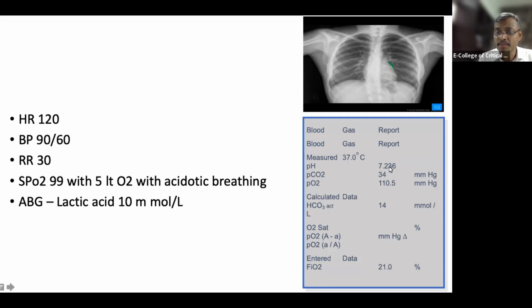pH is 7.23, less than 7.40, so it is acidosis. When there is acidosis, you have to look for the carbon dioxide, because carbon dioxide is acid. Increased carbon dioxide can cause respiratory acidosis. In this case, there is no increased carbon dioxide. And look at the bicarbonate: reduced bicarbonate contributes to metabolic acidosis. It is normally 24, it is 14. So the reduced bicarbonate shows that it is a case of metabolic acidosis.